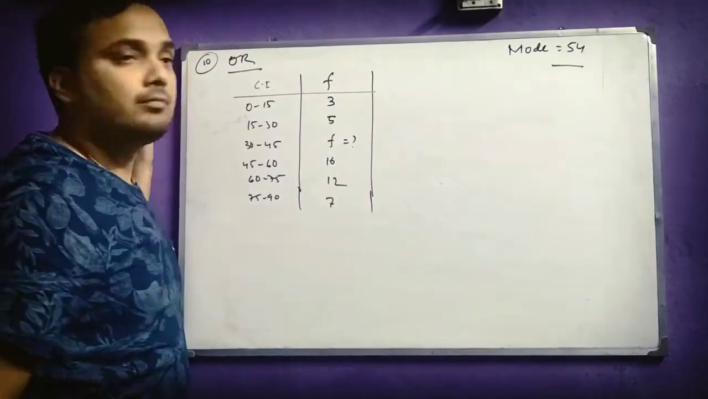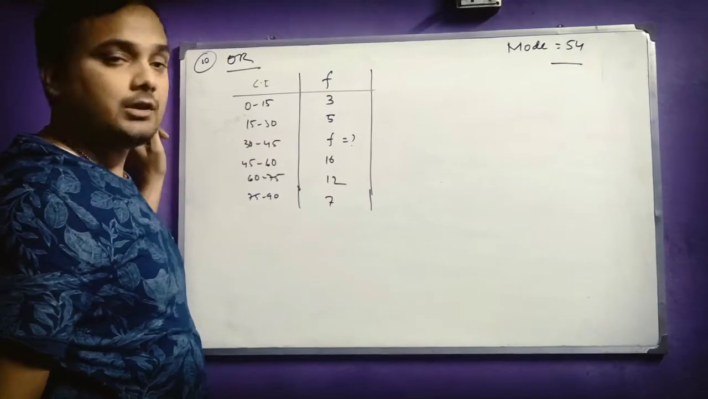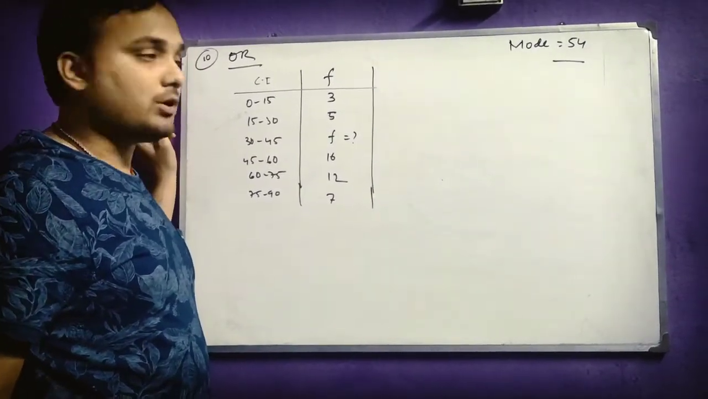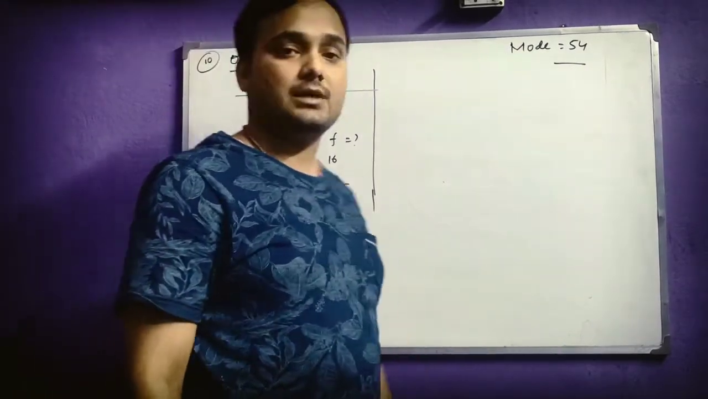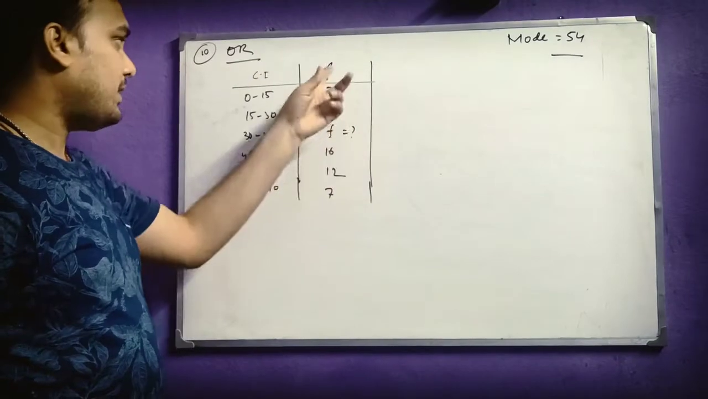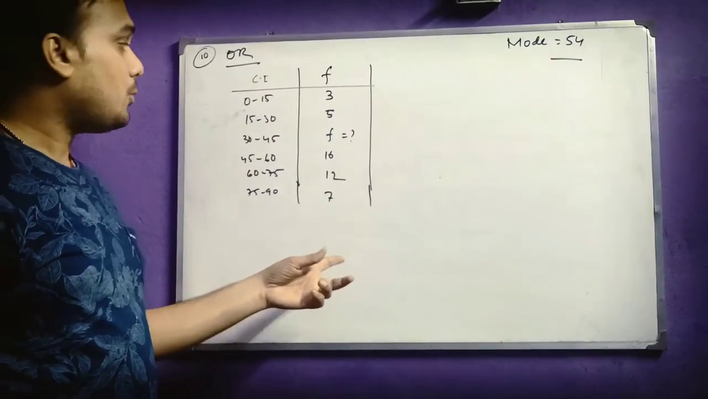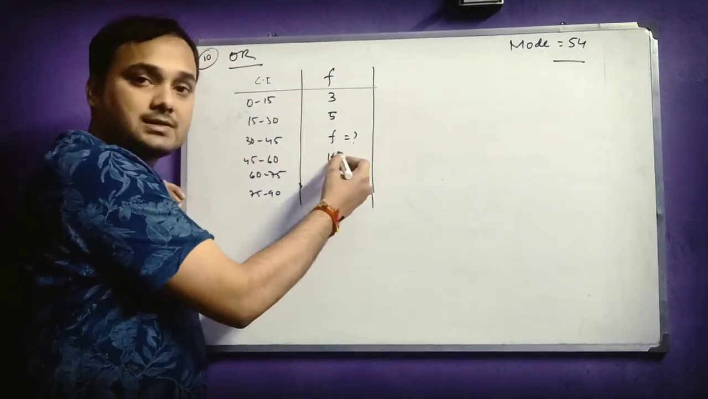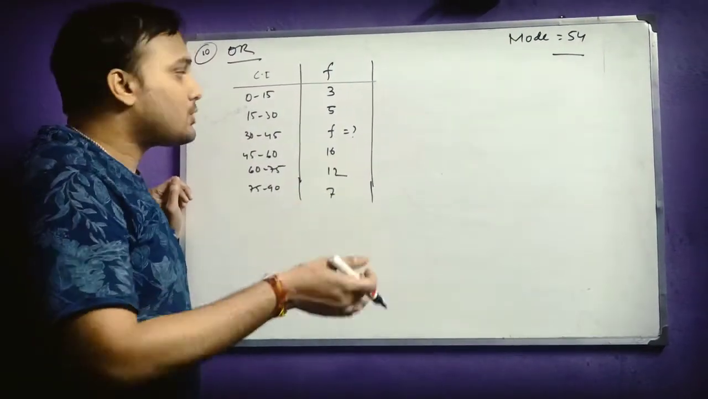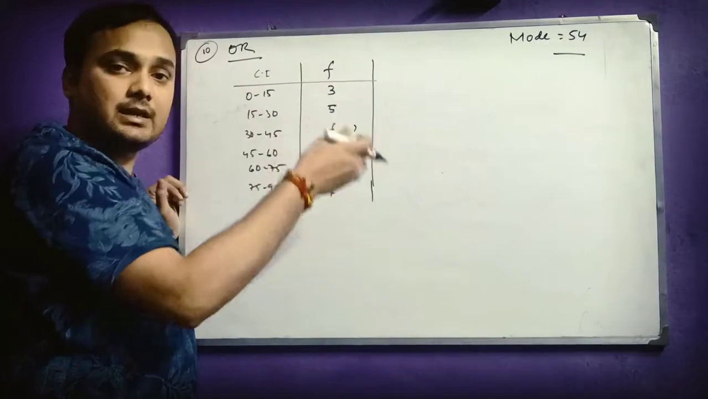Now before we go further, we have to first find the modal class. How will we find the modal class? The modal class is that class interval which has the maximum frequency. But we cannot predict which one has the maximum frequency here. Why? Because this f is unknown to us. It can be minimum, it can be maximum. So we cannot say which one is the maximum frequency here.